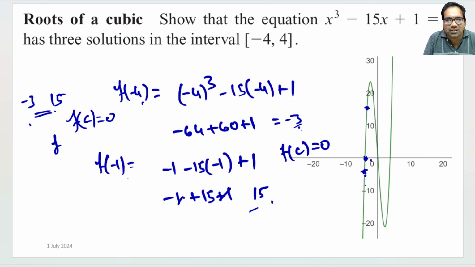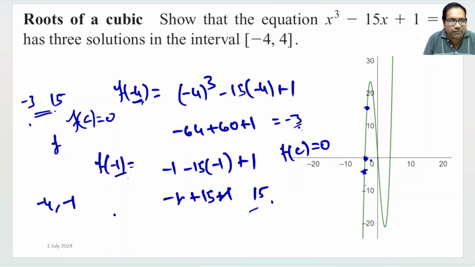At some point between minus 4 and minus 1. If x is minus 4, x is minus 1. Between minus 4 and minus 1, this graph has to cross the x-axis at some point. Okay, that's what we are trying to say.